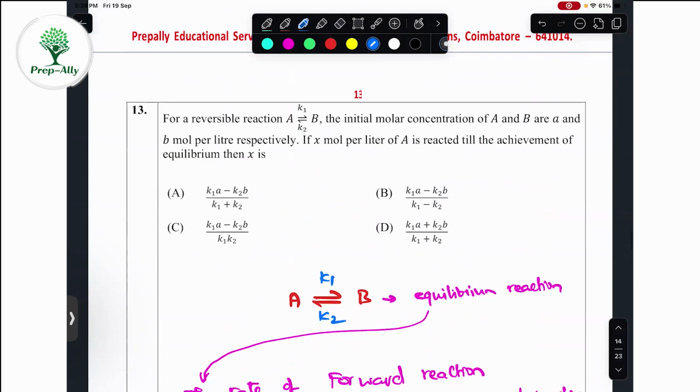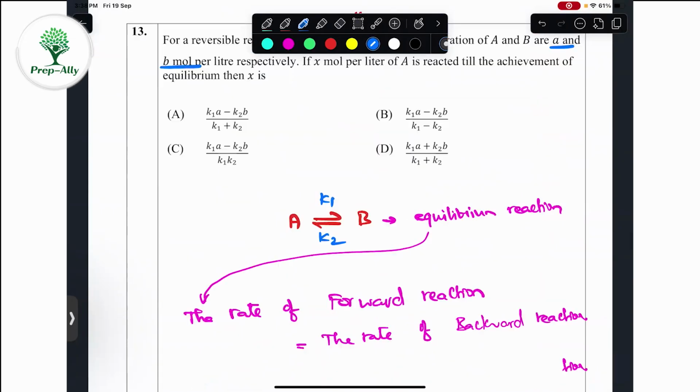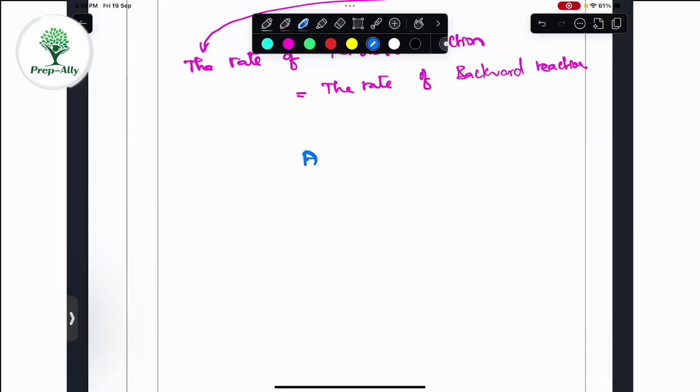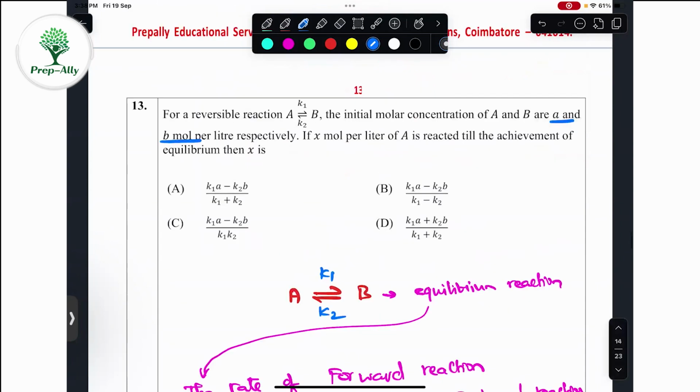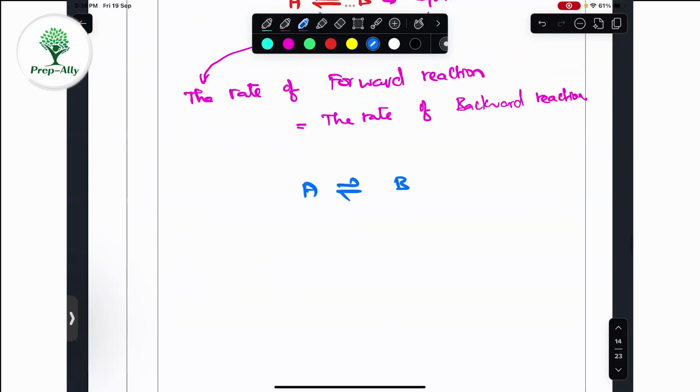Before that, they have given the concentrations first. We have to analyze the concentrations first. A is converted into B. So they are giving the initial molar concentrations. Initially, there was some A and B is also there.